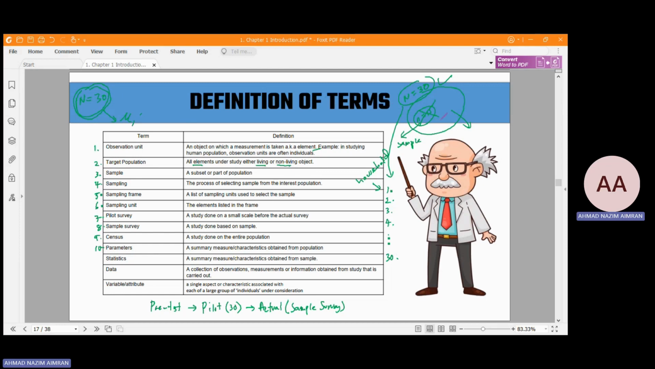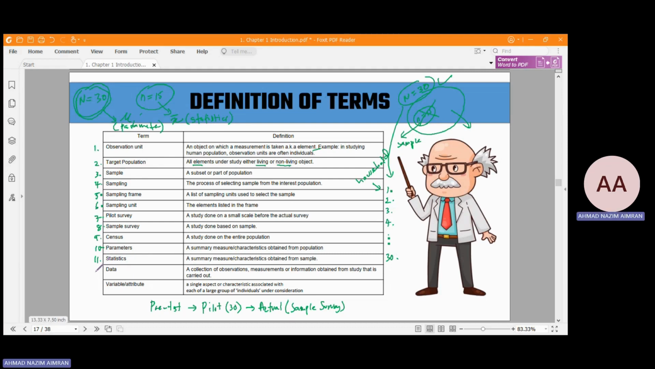However, if the statistics are generated based on the sample, this one, then the mean is called a statistic. This is a statistic, and this one is a parameter. This one is a parameter. Okay, so statistics and data.